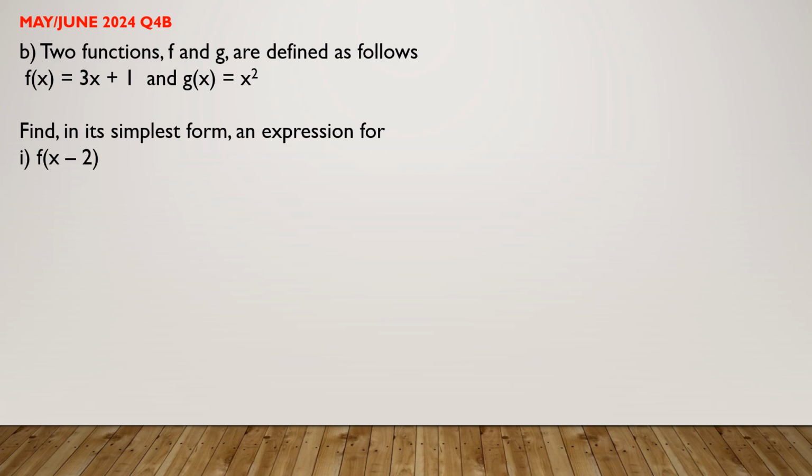The May-June 2024 question 4b. It says two functions f and g are defined as follows, as we can see here. Find in its simplest form an expression for f of x minus 2. So let's go over here. We understand that f of x is equal to 3x plus 1.